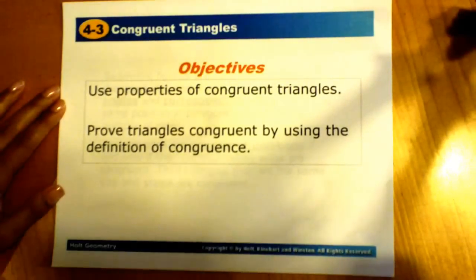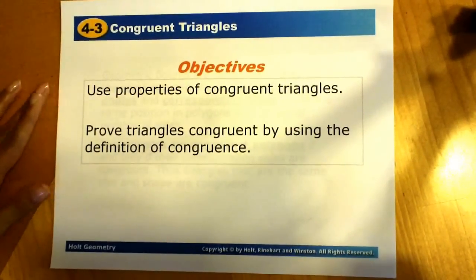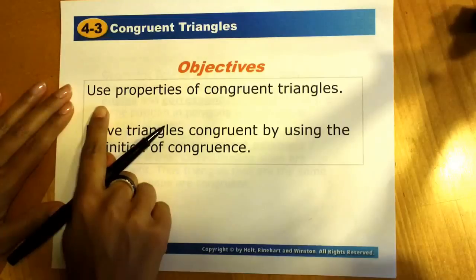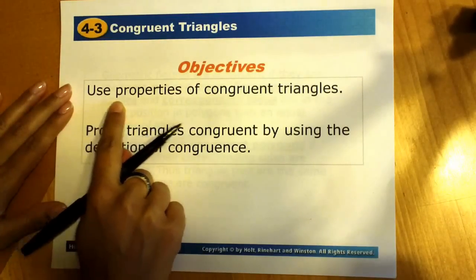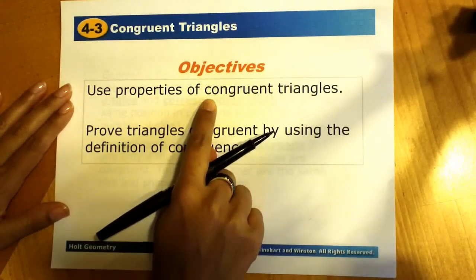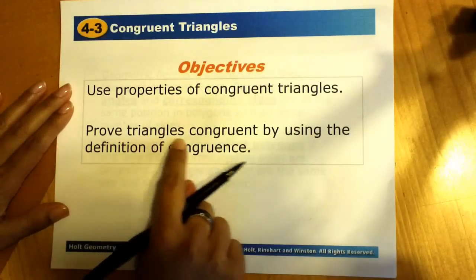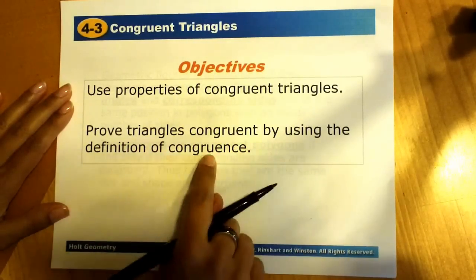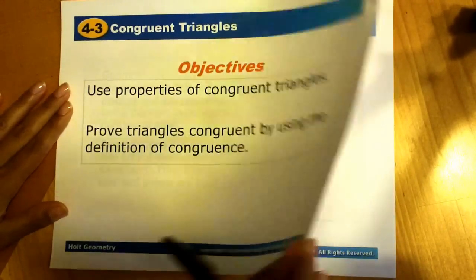Right, this is chapter 4, section 3, and we're talking about congruent triangles. You have two objectives in this lesson. By the end of the lesson, you should be able to use the properties of congruent triangles, and you should be able to prove triangles are congruent by using the definition of congruence.